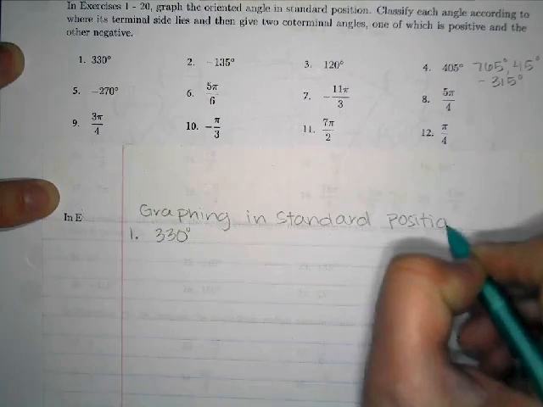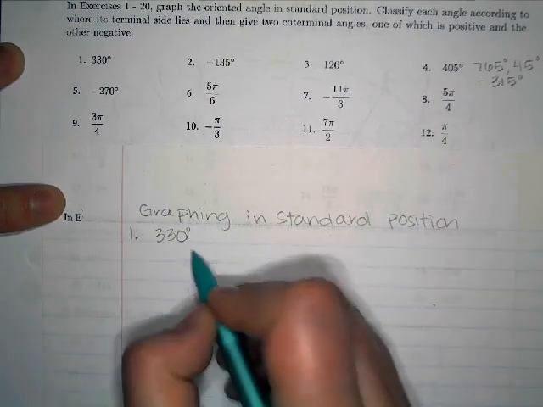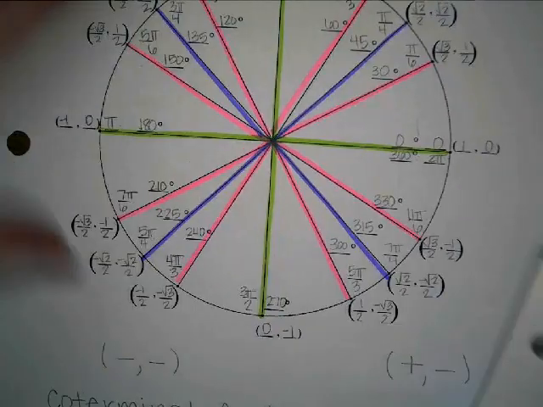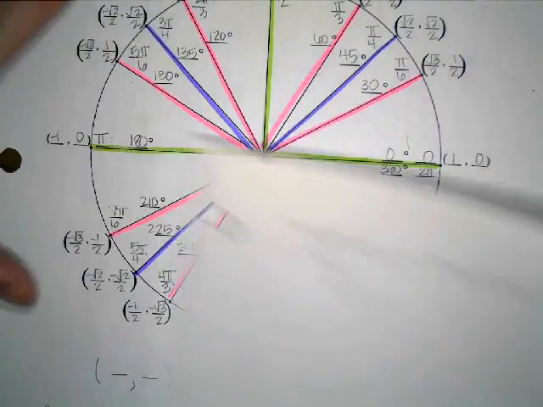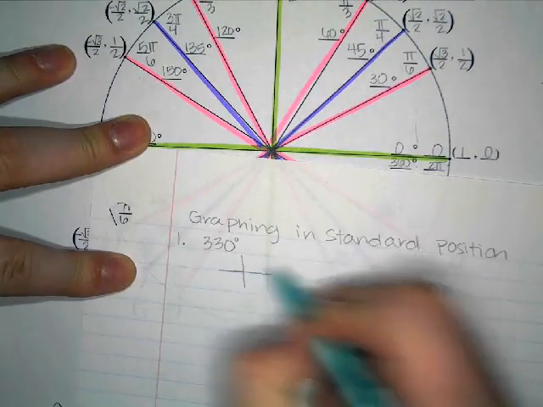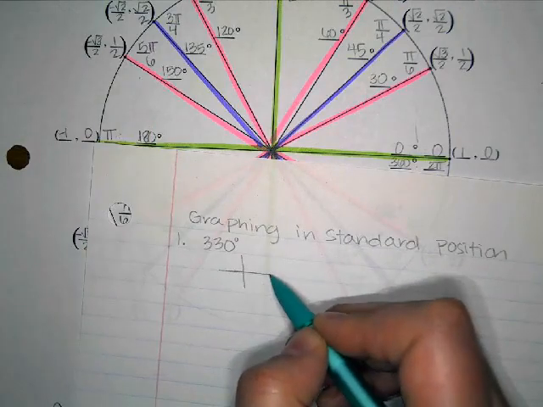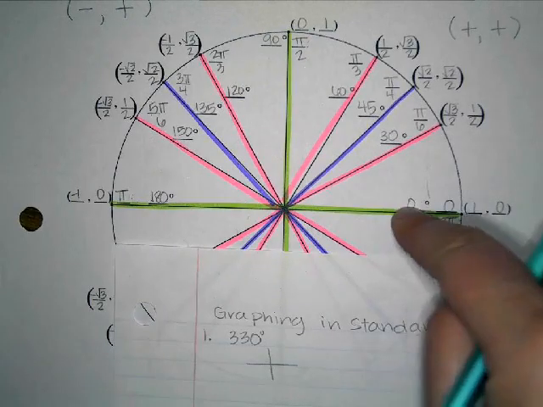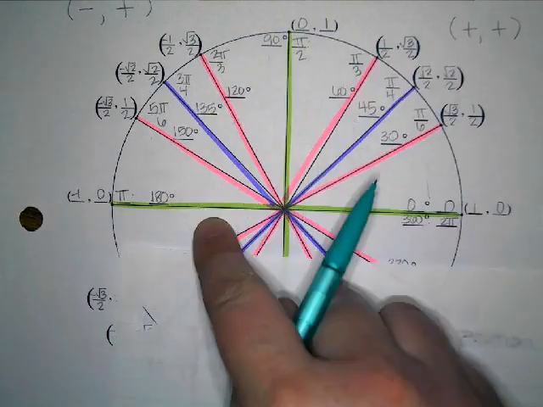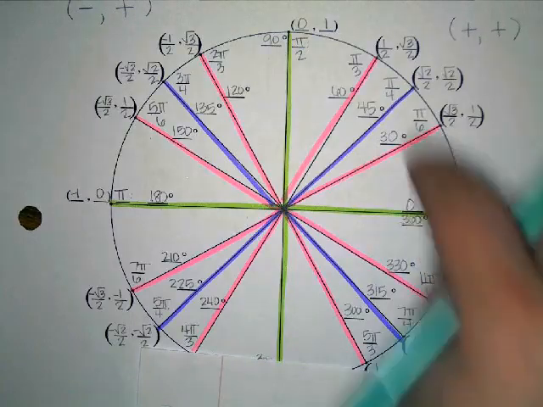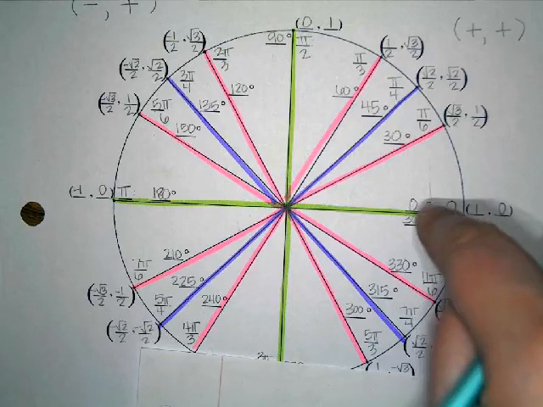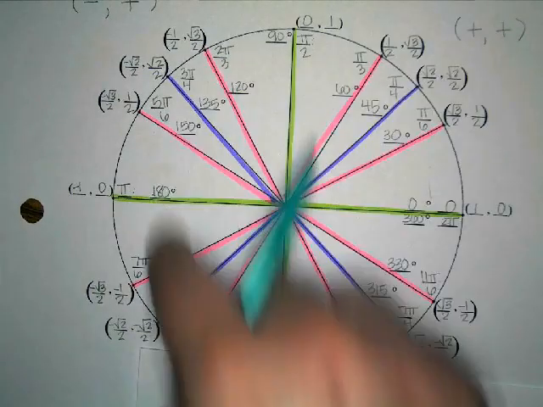So a 330 degree angle, if I go back and look at it, 330 degrees is almost a full circle. So to graph that in standard position, that just means that you start at the positive x-axis and then you go around the circle counterclockwise because that's how the angles are measured. So 0, positive 30, positive 45, positive 60. So we start here at 0 and we go this way around the circle, and that's standard position. That's how the angles are measured.